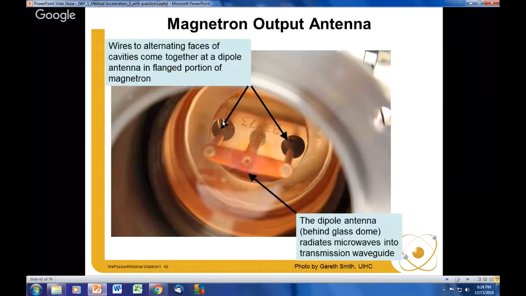And here's a close-up of the dipole antenna at the bottom of this device. Now these two posts are going to the alternating cavity faces. And so we're summing all of the electric fields on those cavities so that this antenna can radiate them out through this glass dome into a circular transmission waveguide.